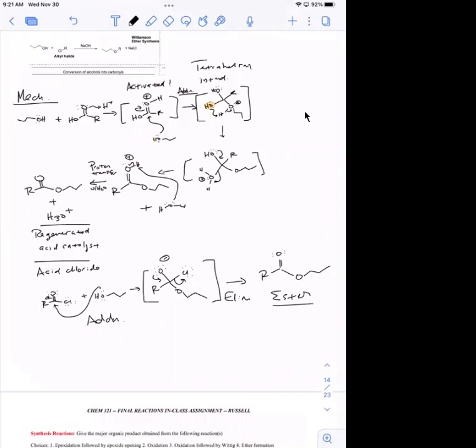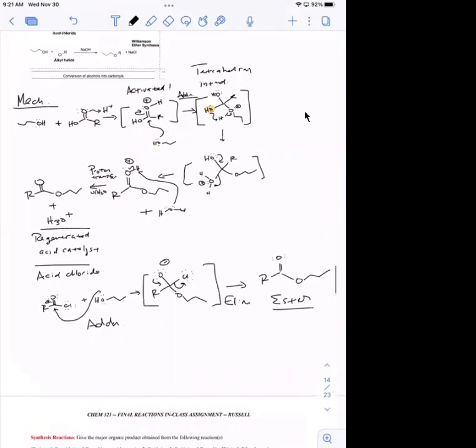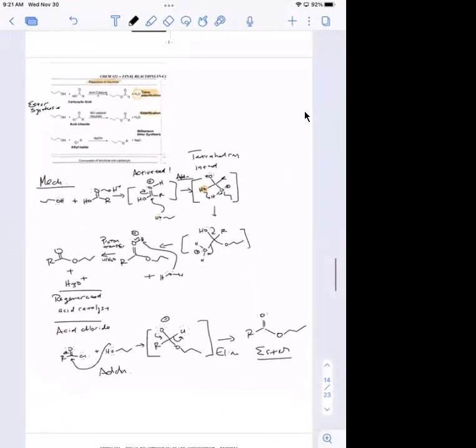Because if you have a bulkier alcohol, then it's probably better to use the acid chloride method because it's much faster, much more facile. All right. Questions about that, about those two reactions?